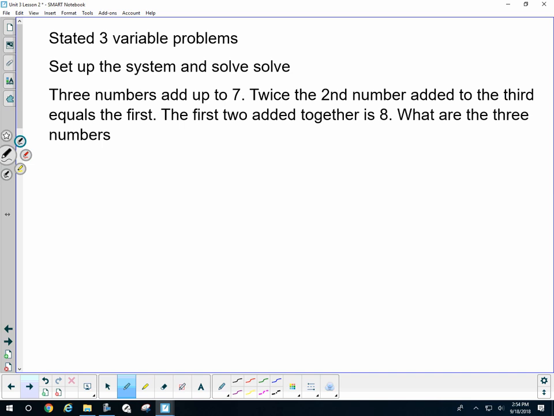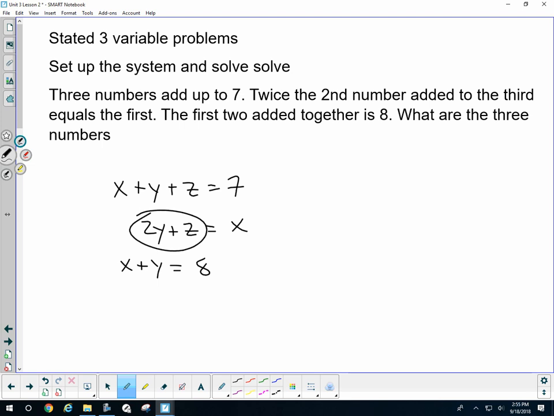We can have stated problems. 3 numbers add up to 7. Twice the second number added to the third equals the first. The first two added together is 8. What are the 3 numbers? So we set it up. This kind of screams using substitution. So I'm going to use substitution.